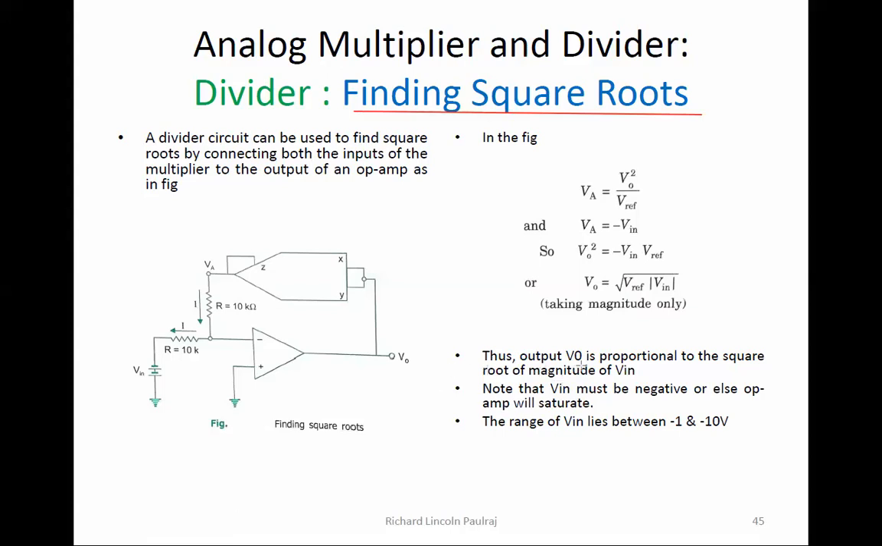So thus the output V naught is proportional to the square root of magnitude V in. So the output is actually proportional to the magnitude of V in. When I say magnitude, I'm not considering the negative portion, I'm just going to take the quantity.